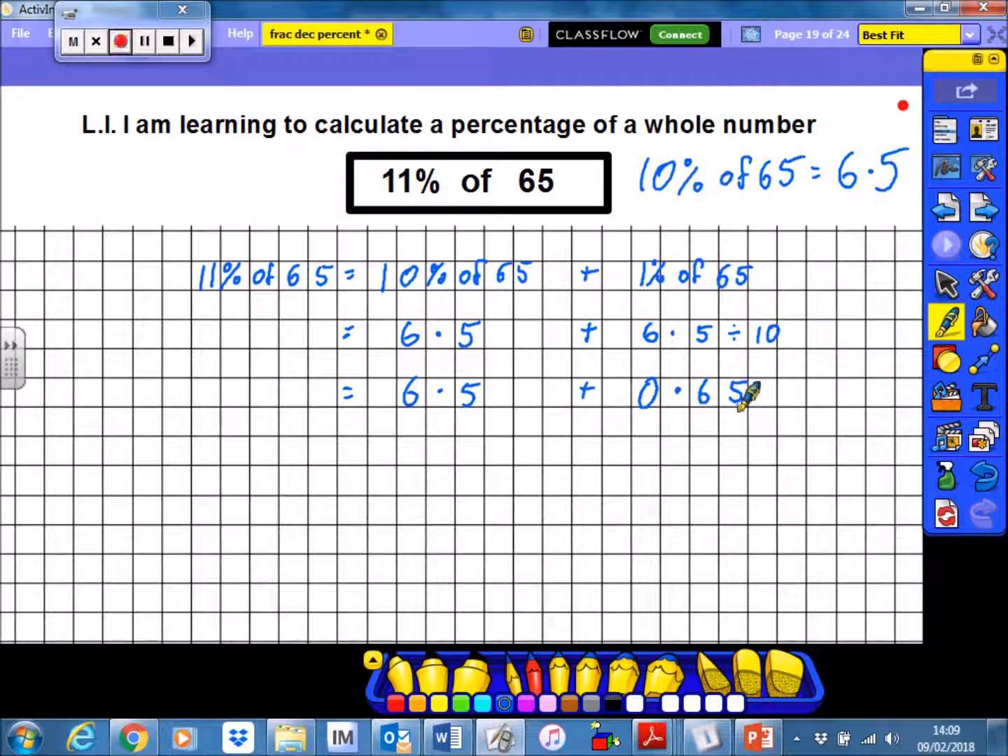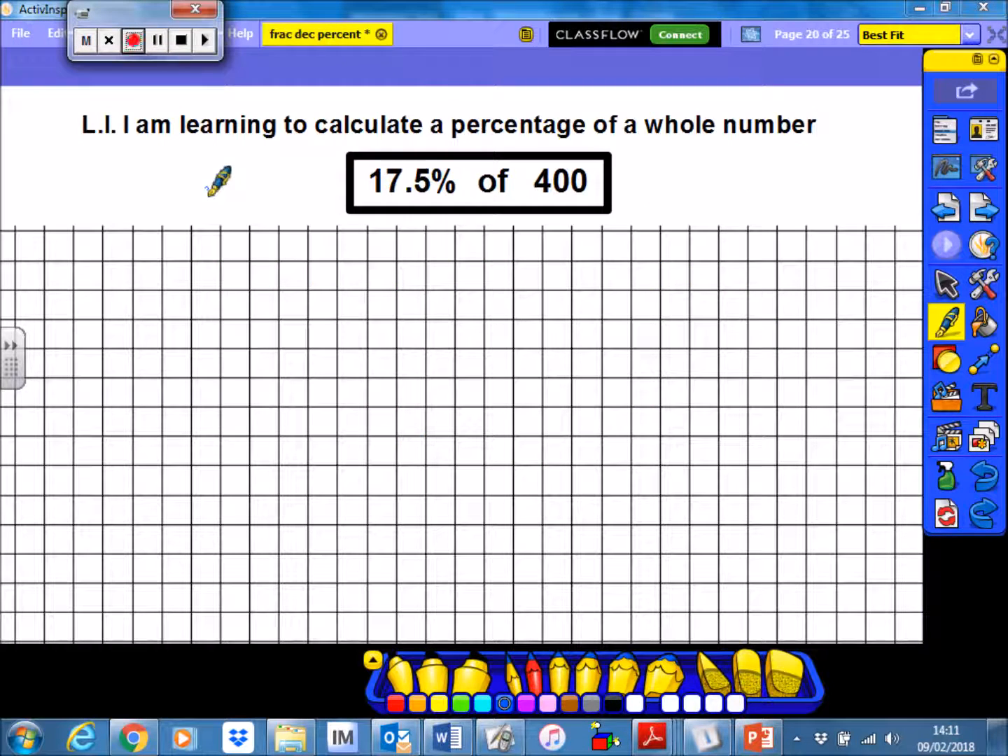Lastly then, we just need to add these together. If we were unsure, we could easily do it as a formal addition sum, but just for quickness, we'll work it out here. So that'd be 5, this would be 11, it would be 7.15 for this answer here. So 11% of 65 was 10% plus 1%, and once we worked it out, we got 7.15.